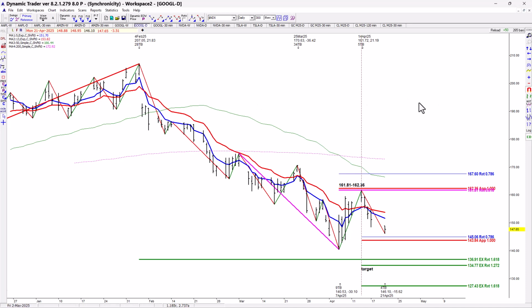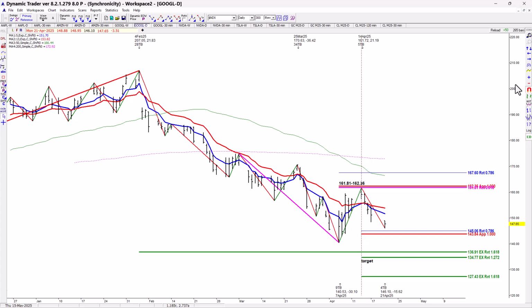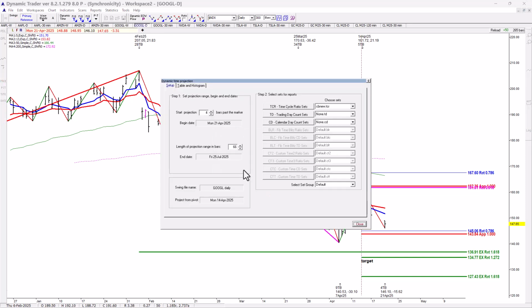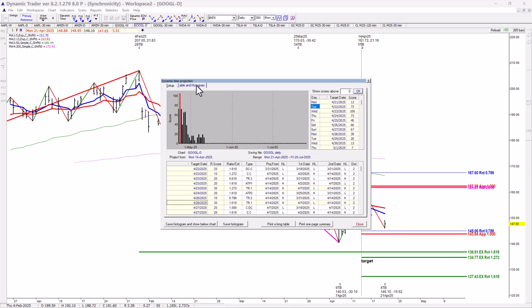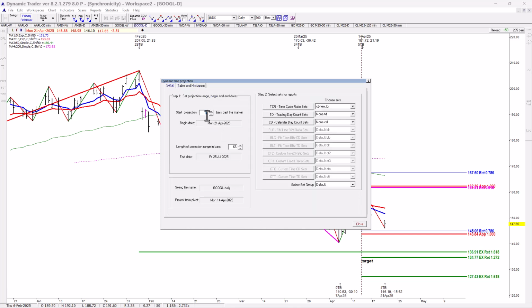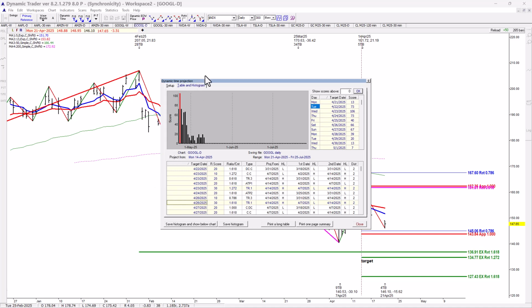I'm using the histogram from the Dynamic Trader that was created by my mentor, Robert Miner. And here I'm basically identifying the key highs and lows I want to use for the timing analysis. And then I'm going from this last high for the next possible low. So let's see, I'm going to go to reports, dynamic time projection, make a new report. And then I'm going to go to where we currently are in time, basically today, the 21st. And then I'm going to hit table and histogram.